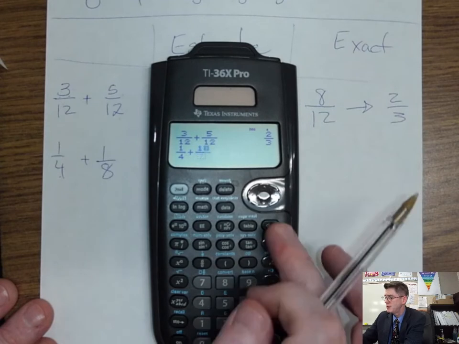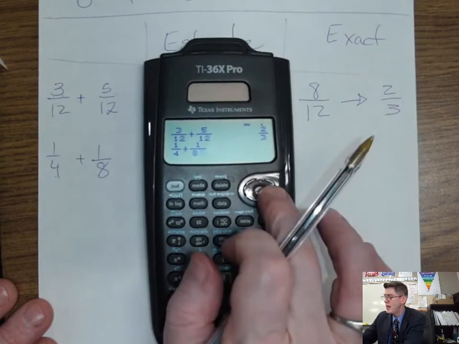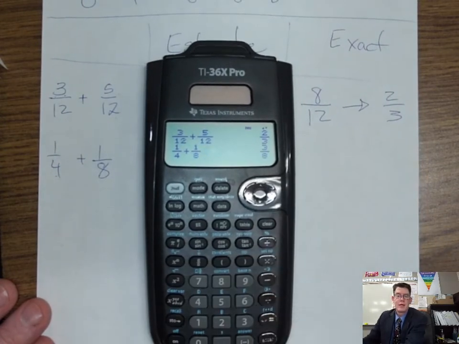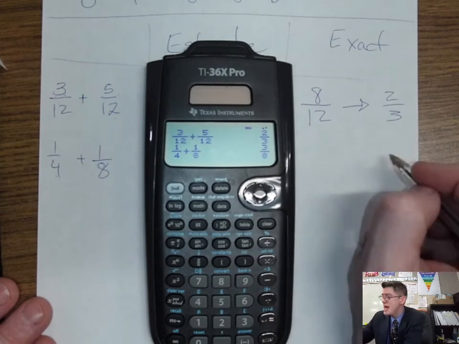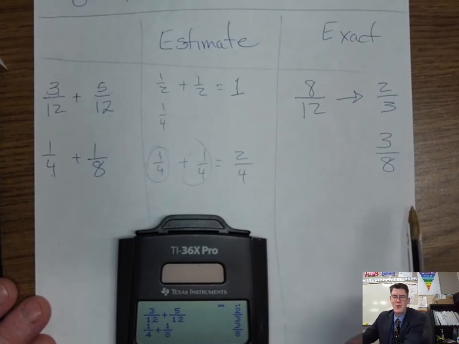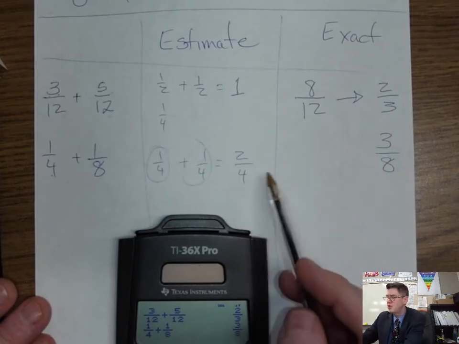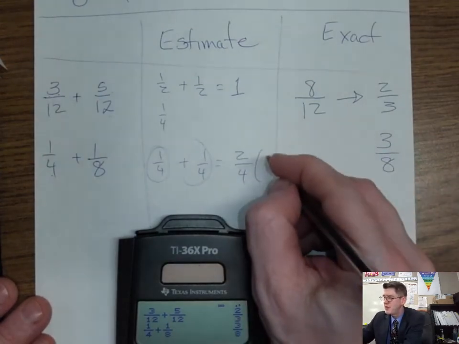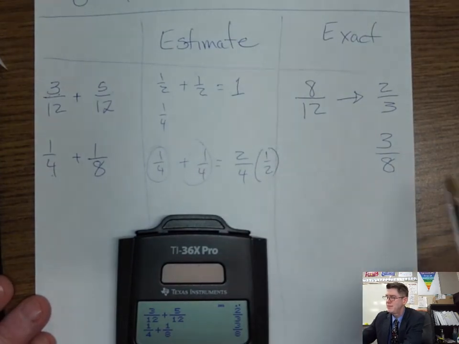Plus 1/8. That answer gives me 3/8. Does that make sense? Is that actually correct? 3/8, that's really close to 2/4 because 2/4 is the same thing as 1/2.